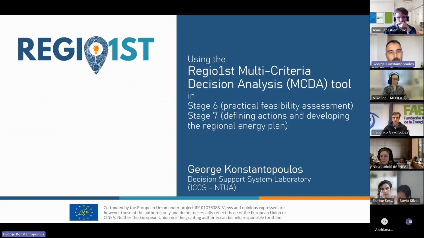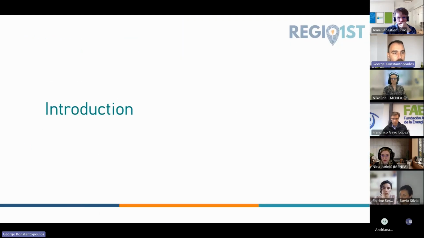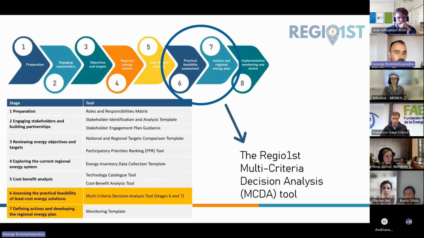Okay, I remind you here that the MCDA tool is a tool that combines input from both stage 6 and stage 7. In the previous training, the 6th training, we saw this tool partially. We saw the tabs about the practical feasibility assessment, and we will see the tool as a whole today. Some things have been said in the previous training, so we can move on.